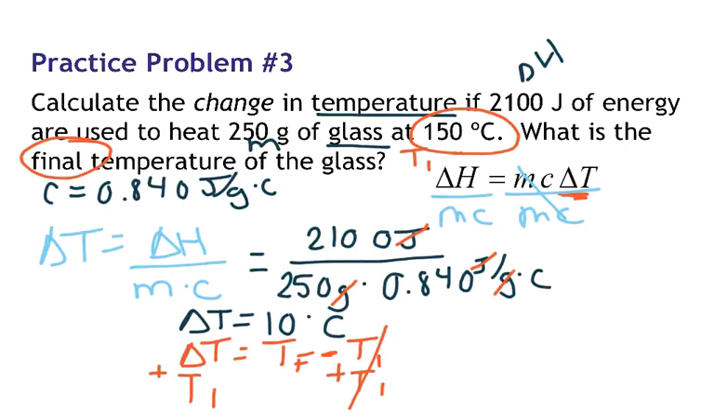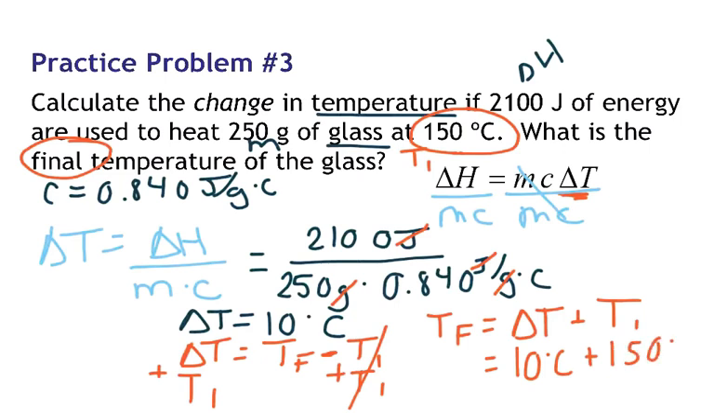by itself. So my final temperature is going to be delta T, which I just got, plus my initial temperature. So if I plug it in, I'll get my 10 degrees, which I just calculated, plus the 150 degrees we started at, which means my final temperature is going to be 160 degrees Celsius.